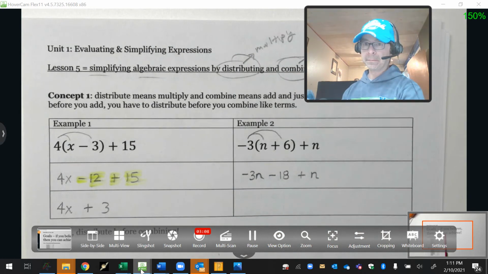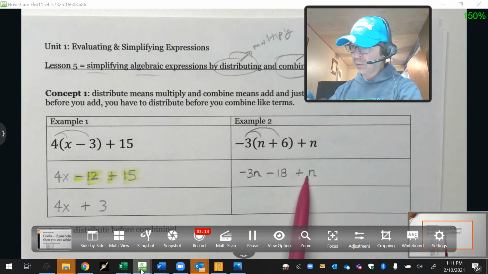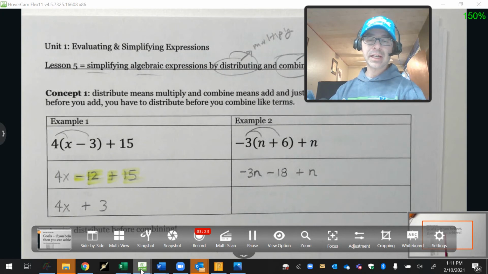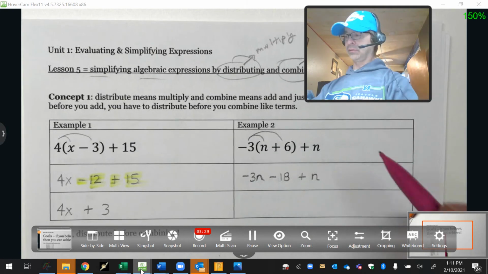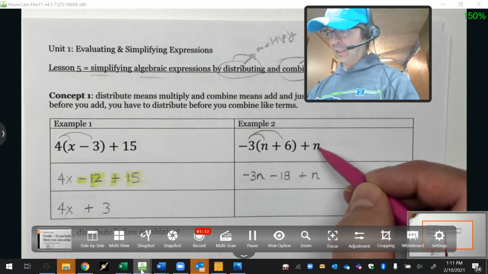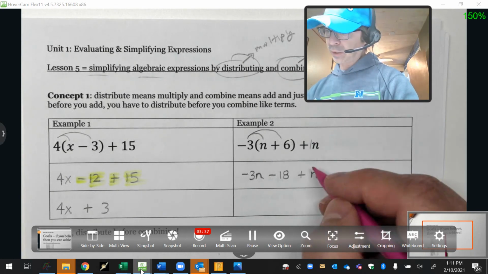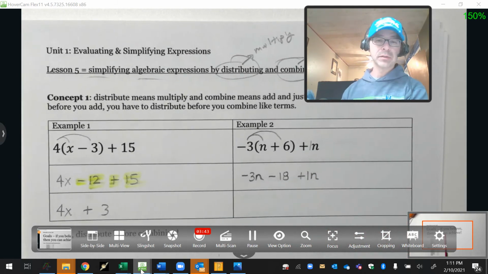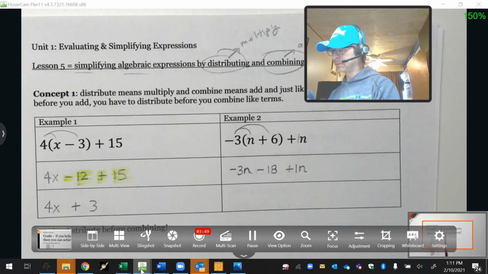Side note, this is 1n. If you don't see the number in front of the variable, it's a 1. Like you could say I have one car, or you could say I have a car. Same thing. You could say I have one friend, or I have a friend. We don't need to write the 1 in front. It's understood. If you see an n by itself, there's actually a 1 in front of it. If it helps you to put that 1, go right ahead. Especially in first year algebra, I got no problem with that.